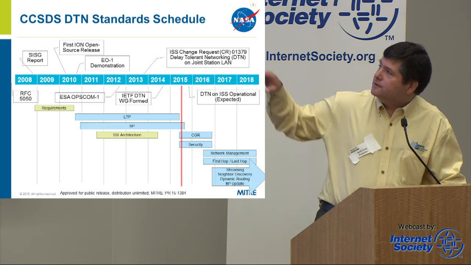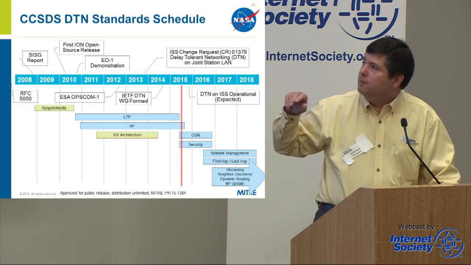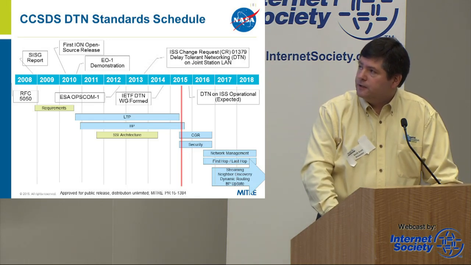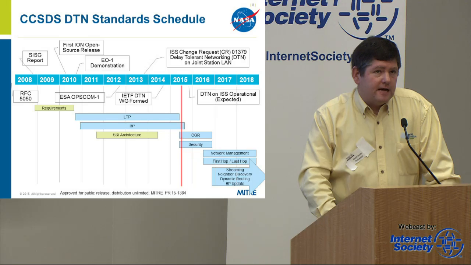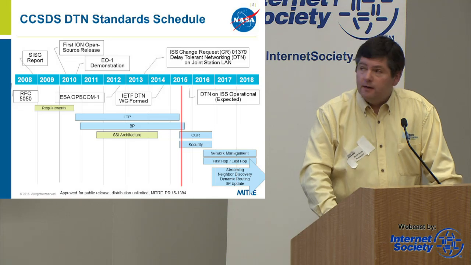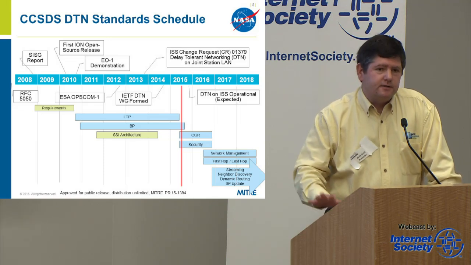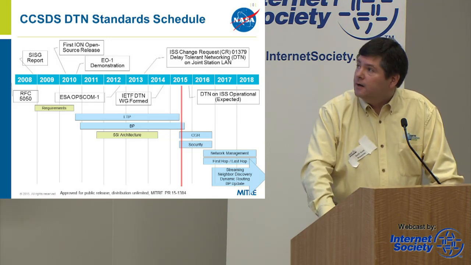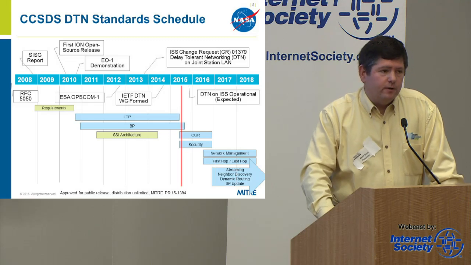And so now, as this red line is where we are at the moment, we've gotten through LTP. The last I saw, I've been exchanging emails with the CCSDS document editor for final cleanup. It's gone through the entire process, so it is done as far as we're concerned. And we're almost to that point with bundle protocol.